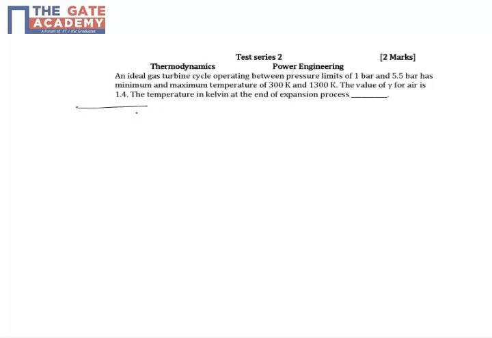Okay, so here is a question on Brayton cycle. So let's draw the Brayton cycle in a standard TS diagram, temperature entropy. So first you have a compression, which is isentropic compression. So it's a vertical line, entropy is constant.